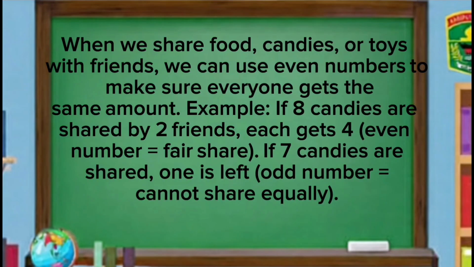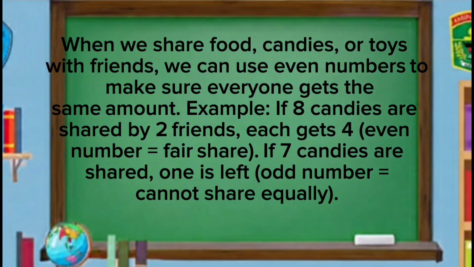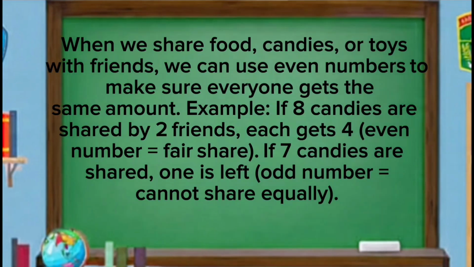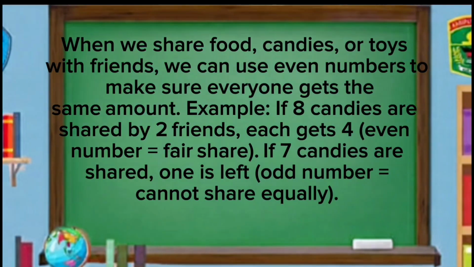When we share food, candies, or toys with friends, we can use even numbers to make sure everyone gets the same amount. Example: if 8 candies are shared by 2 friends, each gets 4, an even number, or fair share. If 7 candies are shared, 1 is left, an odd number, cannot share equally. If you have 12 cookies and want to share them equally among your 3 friends, how many cookies will each friend get?